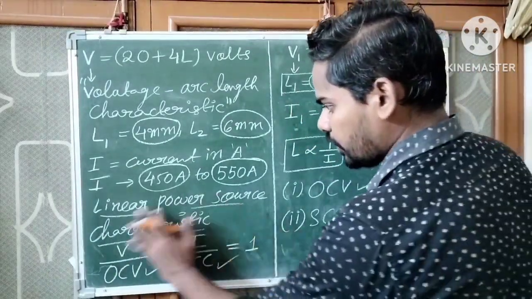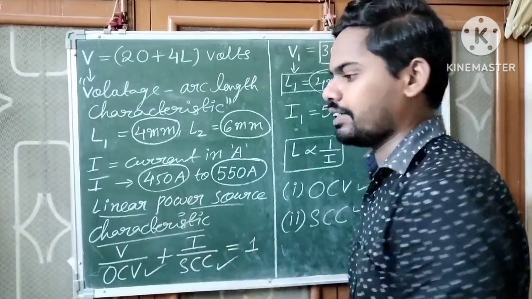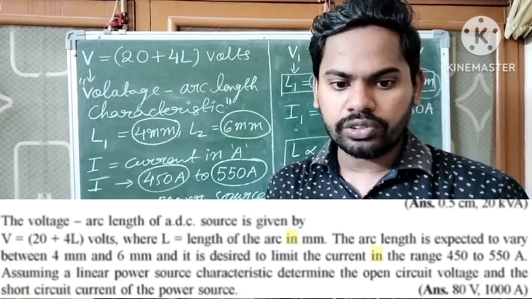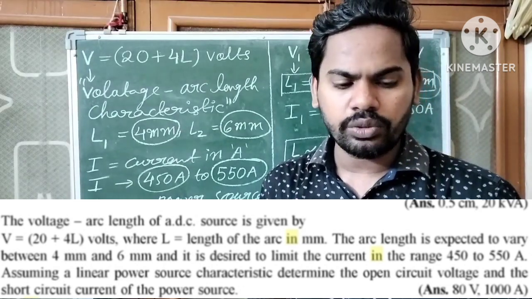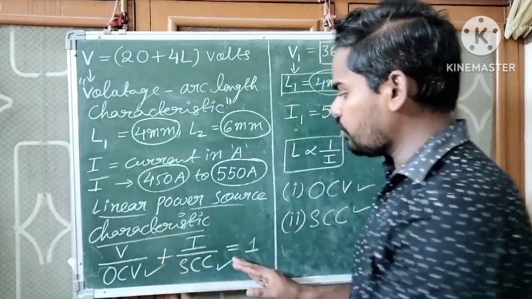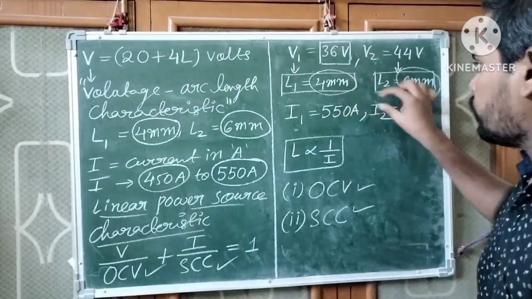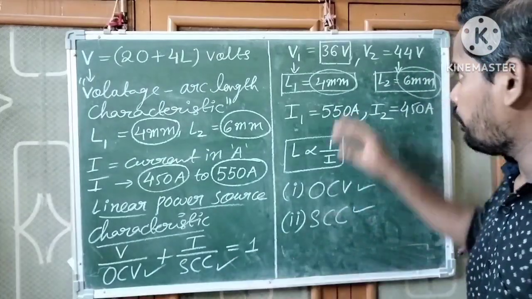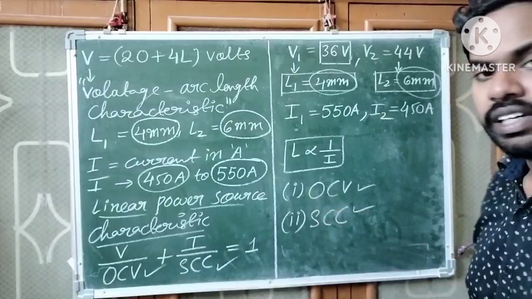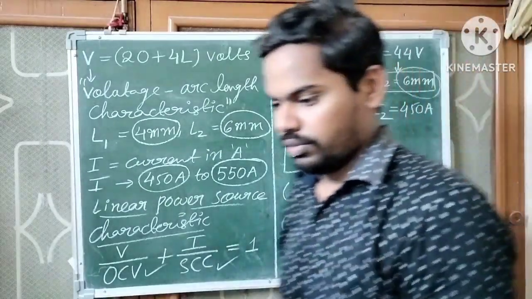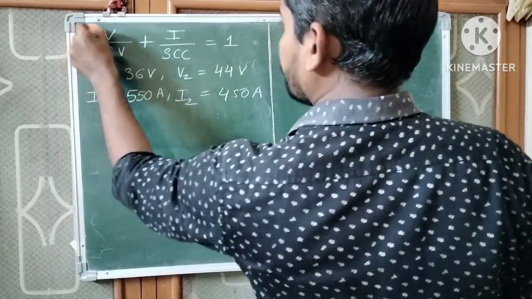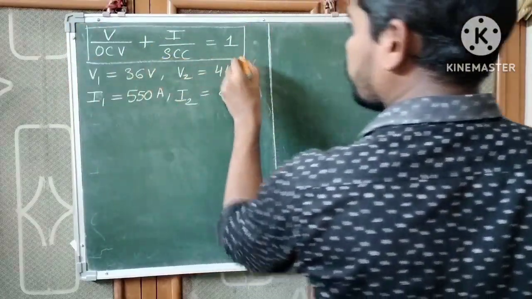So I'm going to use this formula, linear power source characteristic. It is clearly mentioned in the question: assuming a linear power source characteristic, determine the open circuit voltage and the short circuit current of the power source. So we use this formula and substitute this data, and by plugging all these values we can find OCV and SCC. Let's see how. From linear power source characteristic, V by OCV plus I by SCC is equal to 1.